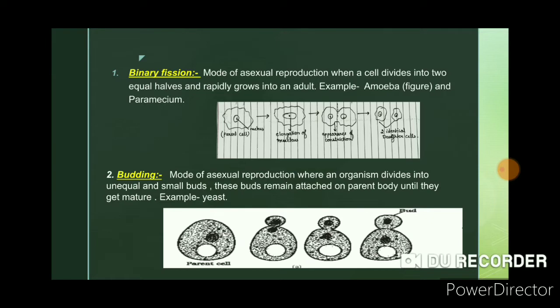What does it mean? Asexual reproduction takes place in an organism where a part of the parent organism grows out as a bud, and it remains attached to the parent body until it gets mature, which means that it gets its whole nutrition from the parent body, matures, and then gets detached to form a new adult organism. Example, yeast. You can see in the figure that the parent cell consisting of a nucleus grows out as a small bud. This small bud gets mature and then gets detached from the parent body.